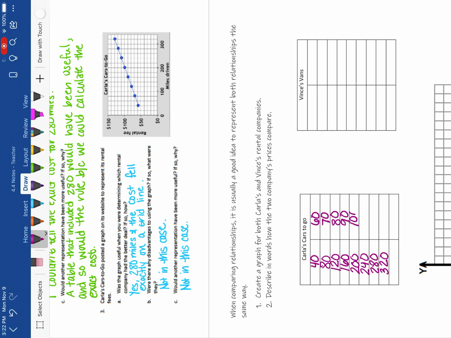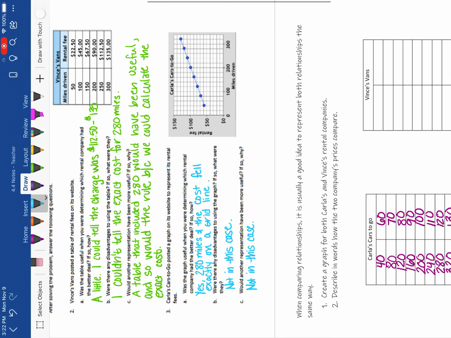So 90, 100, 110, 120, and I'm just extending this pattern from the table, but you could also look at the graph and just plot the points from the graph into the table. And then Vince's we already know, so I'm just going to real quick fill in Vince's.